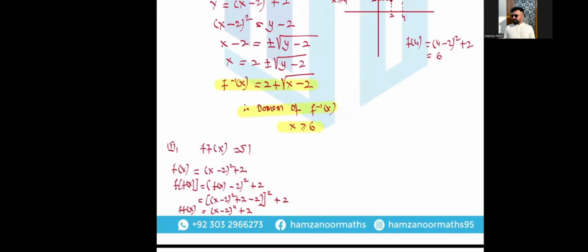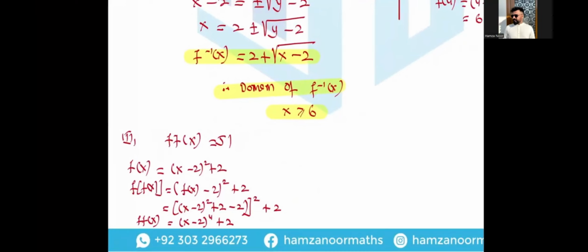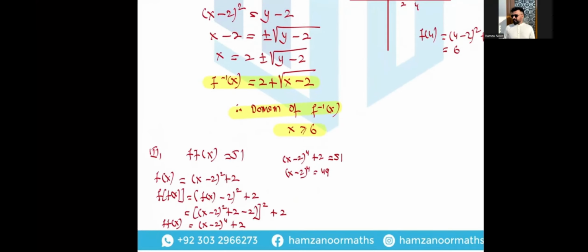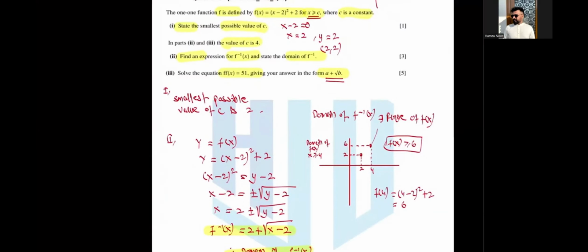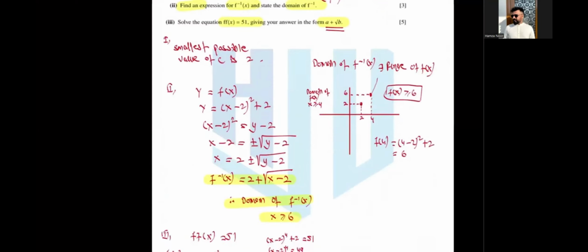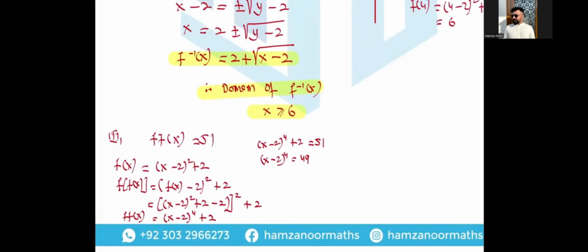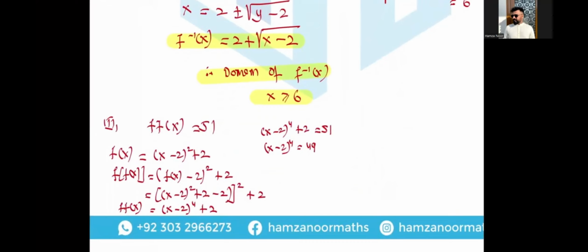Now f(f(x)) is kept equal to 51. So (x minus 2) raised to the power of 4 plus 2 is equal to 51. This means that (x minus 2) raised to the power of 4 is equal to 49. And we need an exact form, in the form a plus square root of b. So there is a specific way to solve this particular equation: (x minus 2) to the power of 4 is equal to 49.